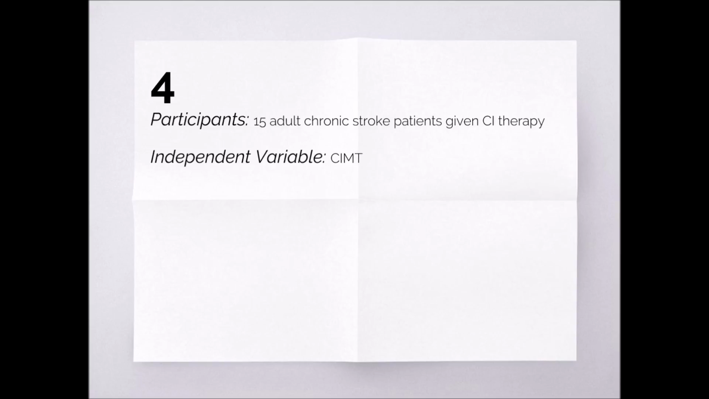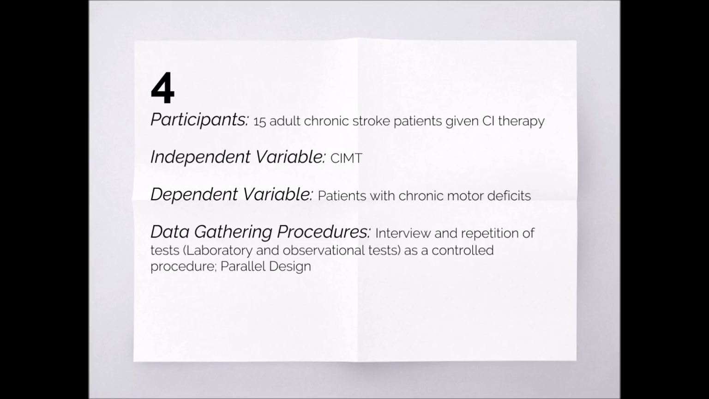For Article 4, the participants were 15 adult chronic stroke patients given CI therapy with an age range of 33 to 73. Patients who have experienced CVA, 9 patients with hemiparesis on the right, and 6 patients on the left side. The dependent variable is patients with chronic motor deficits. The data gathering procedures were an interview and repetition of tests, laboratory, and observational tests as a controlled procedure, as well as a parallel design. The data analysis is the analysis of covariance.